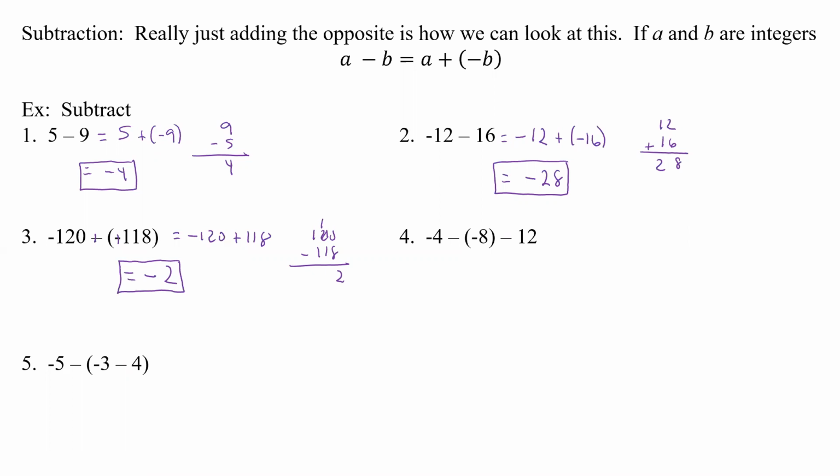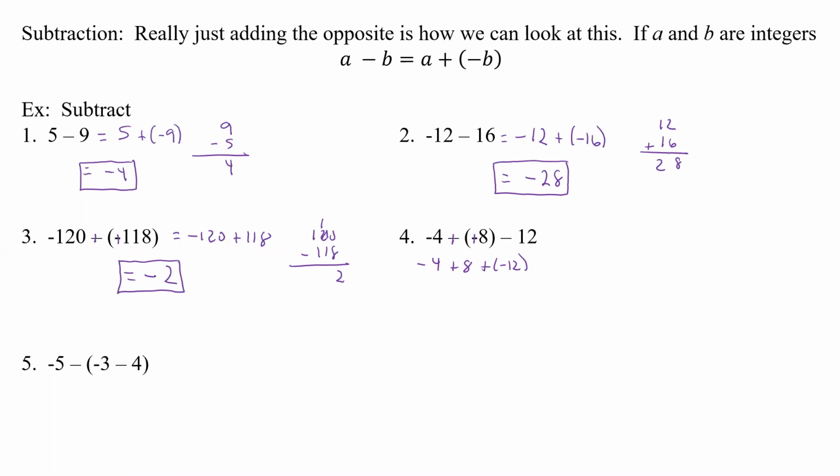All right, so the next one here, we've got a lot of negatives, so we have to kind of go through it. This is just negative 4. Now we have minus a negative 8, so that becomes plus because we have negative, negative, that becomes plus. And then this here is going to become plus a negative 12. So what we're going to have is negative 4 plus 8 plus a negative 12.